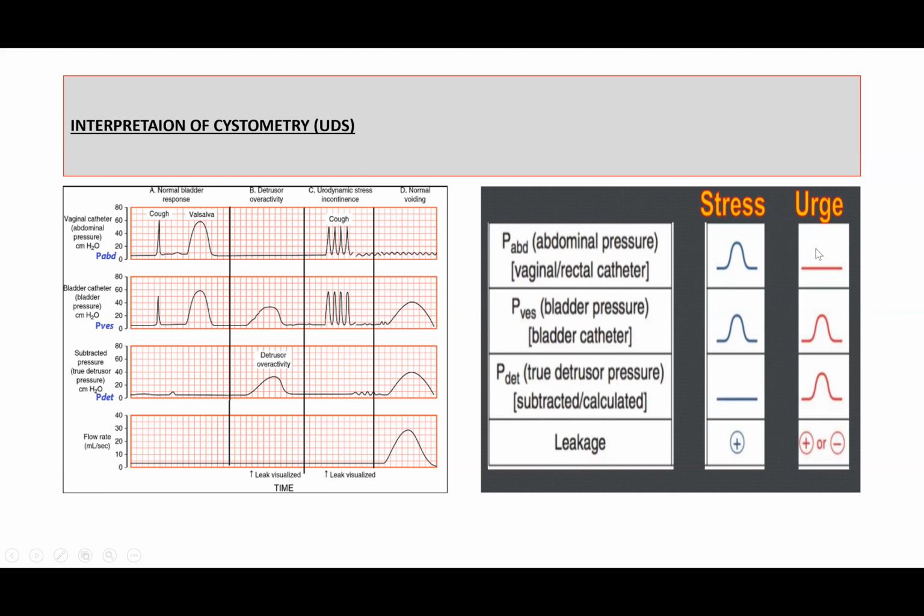Okay. Coming to this one, abdominal pressure, no, flat line. What about the vesical pressure? Yes, it is raised. Detrusor pressure, it is raised. Leak or no leak. If the leak is present, it is urge incontinence. If there is no leak, it is only detrusor overactivity or urgency. All right, I hope I'm clear about this interpretation of the graph.